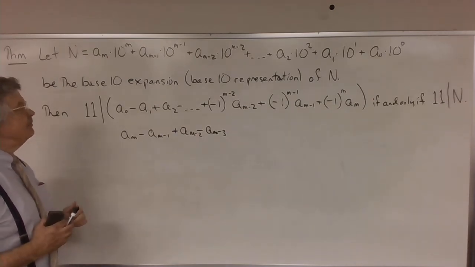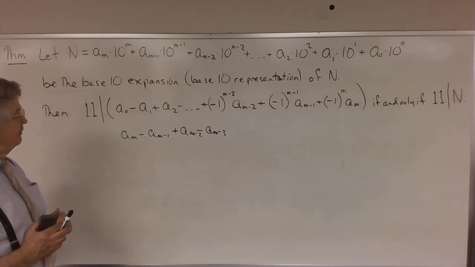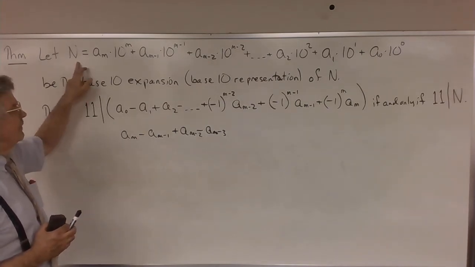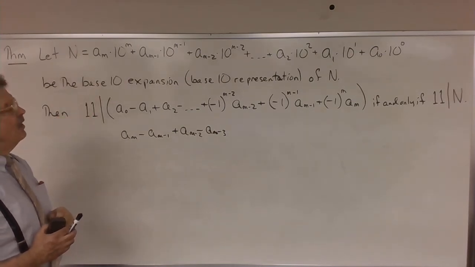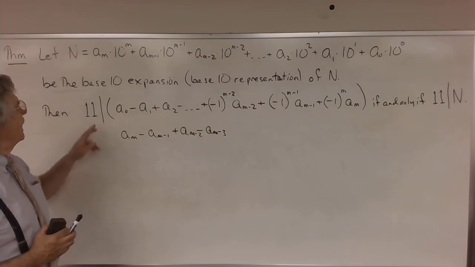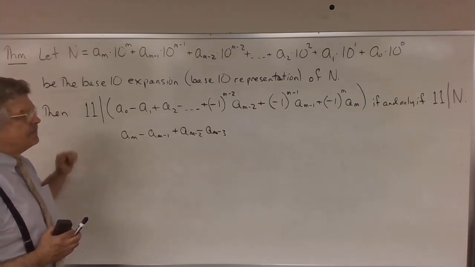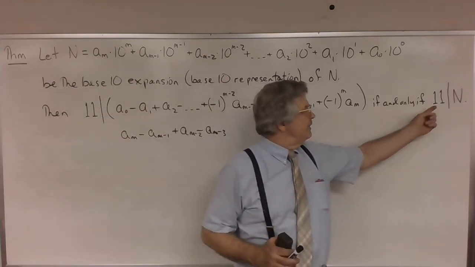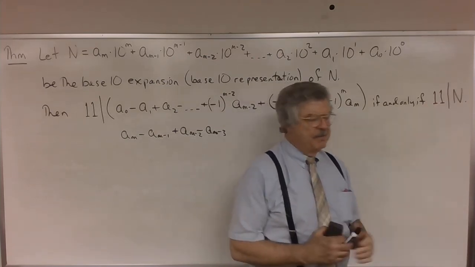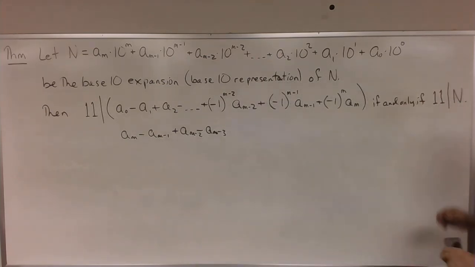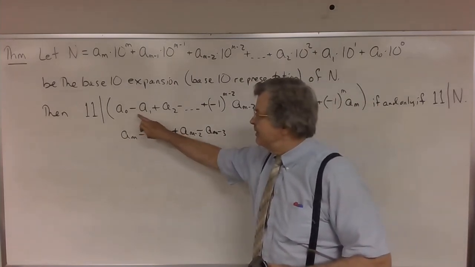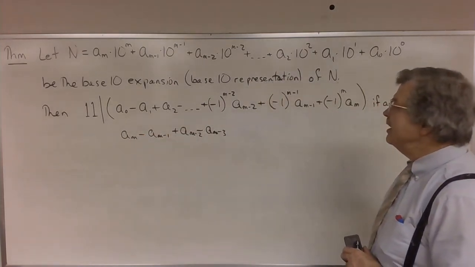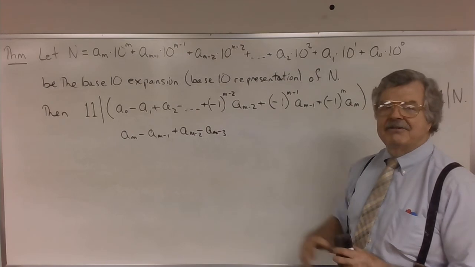The point is, if we take the digits of n and add and subtract successive digits alternately, and 11 divides that sum, then 11 is going to divide the number n also. And it works the other way around. If 11 divides the number n, then if we add and subtract the digits of n alternately, 11 is going to divide that sum as well.